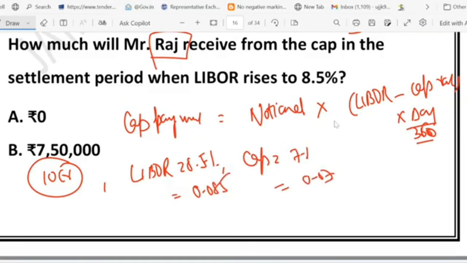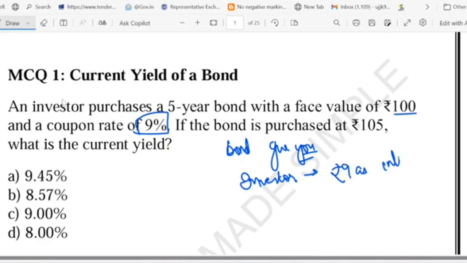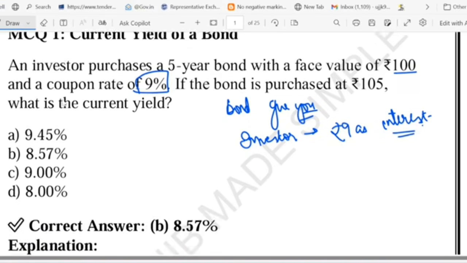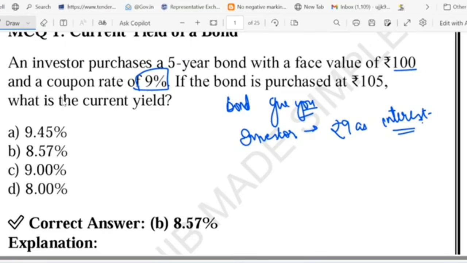Now let's apply the formula. On 10 crore, you will get 9 rupees as interest, because if you take 9% of 100, you will get 9 rupees. So this is step number 1, which is what the bond gives you. The bond gives you rupees 9 as interest. Second thing is how much the investor gets paid. This thing you have to look upon.